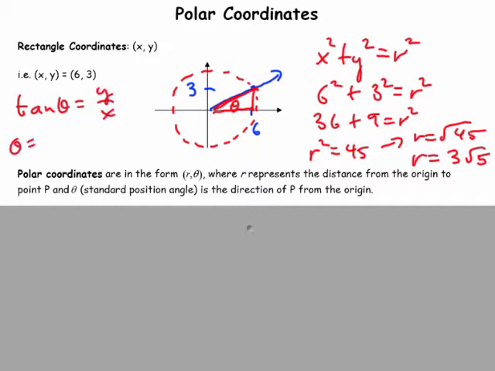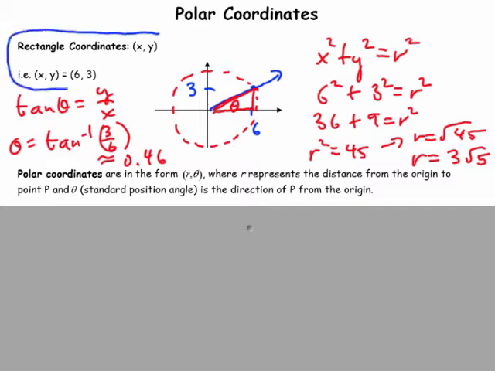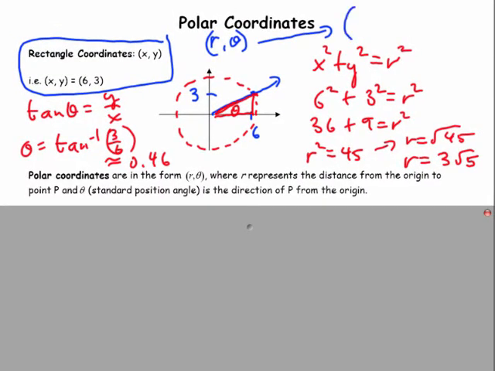And so theta will be the inverse tangent of 3 over 6, which, if you calculate that out, is 0.46 radians. And so we would say that the polar coordinate equivalent for (6, 3) in the form (r, theta), the format for polar coordinates, would be a radius of 3 root 5 and an angle of 0.46. Let's just put exact notation down for that since we have that for the radius.